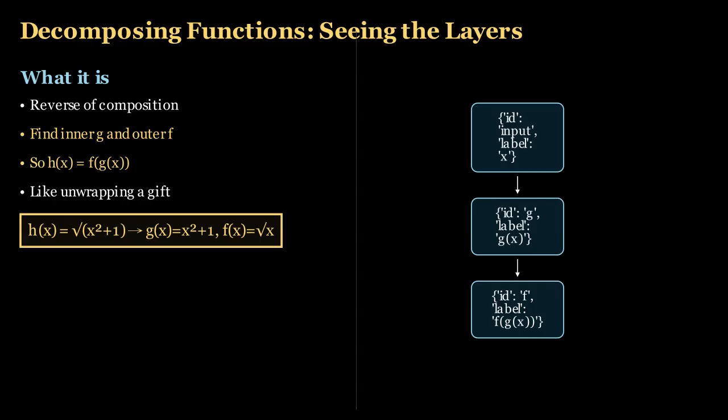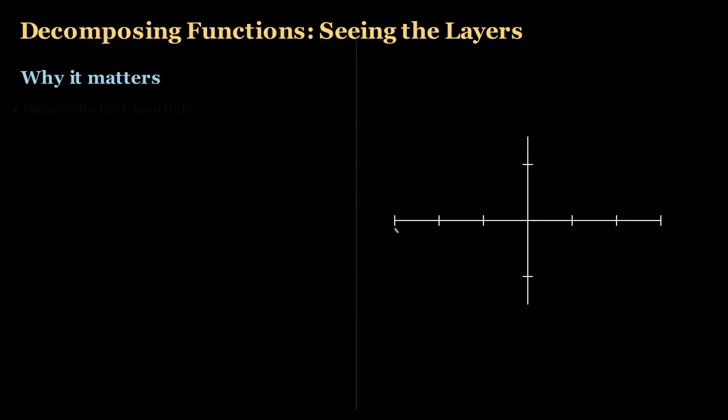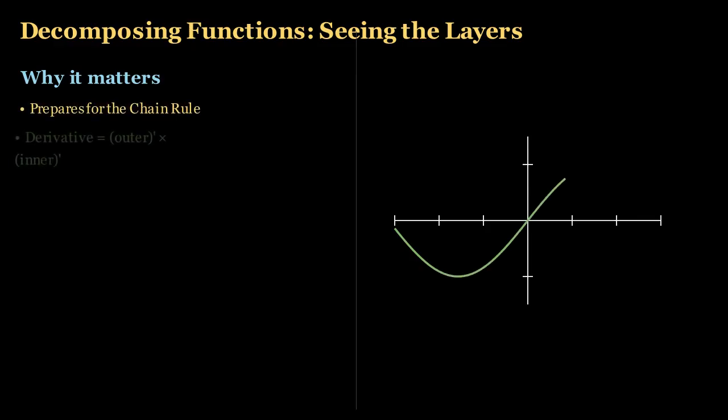Why do we care about taking a function apart? Because in calculus, you will face the chain rule. The chain rule is the tool for finding the derivative, or the rate of change, of any composite function. It says the derivative of f of g of x is the derivative of the outer function, evaluated at the inner function, multiplied by the derivative of the inner function.